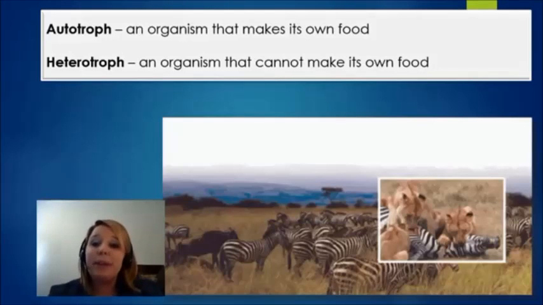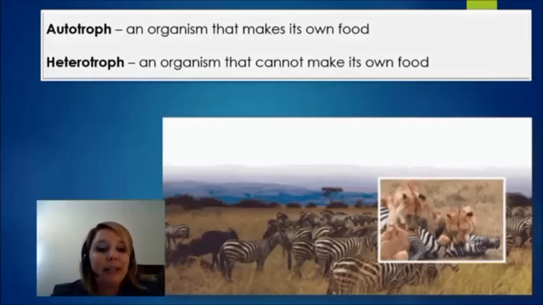Okay, and remember that when we learned about the parts of a cell, we learned that certain parts of the cells are responsible for certain functions or jobs. So autotrophs have a special part in their cell, we'll talk about it in a little bit, that allows them to make their own food within their bodies through this process called photosynthesis. Heterotrophs are organisms that cannot make their own food. Their cells don't have this special organelle that allows them to make their own food within their bodies.